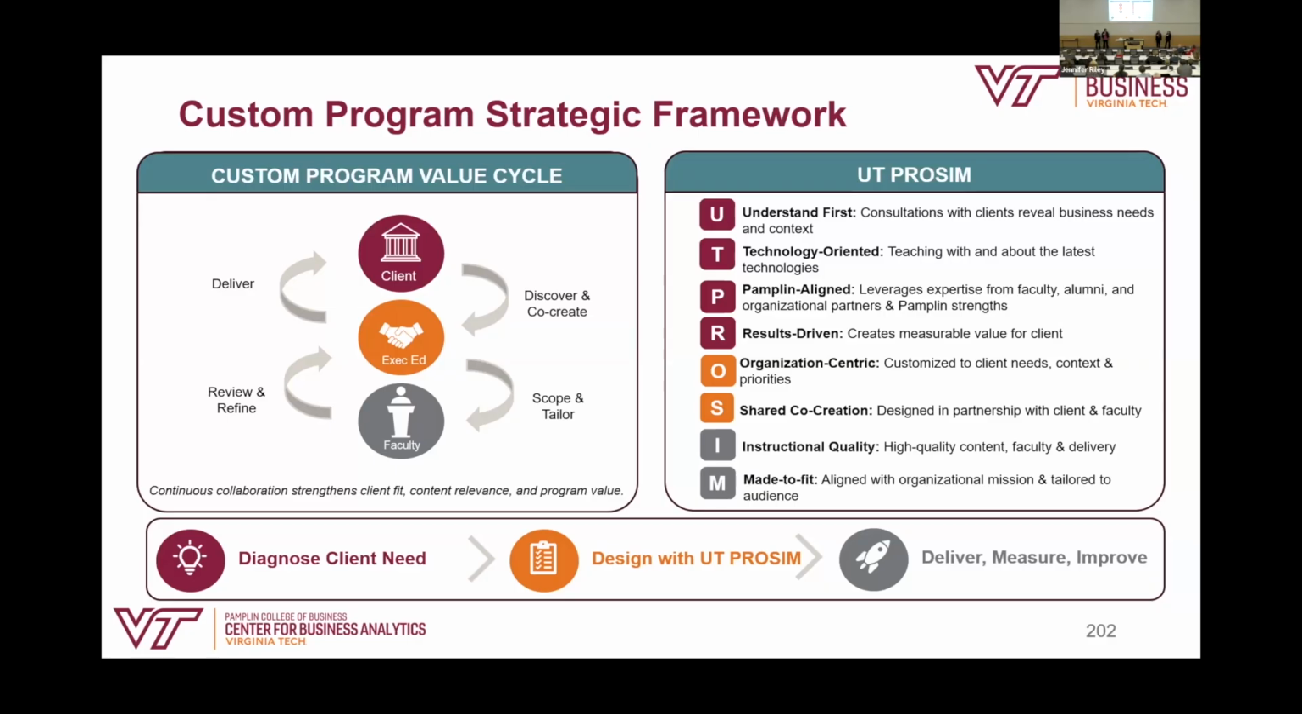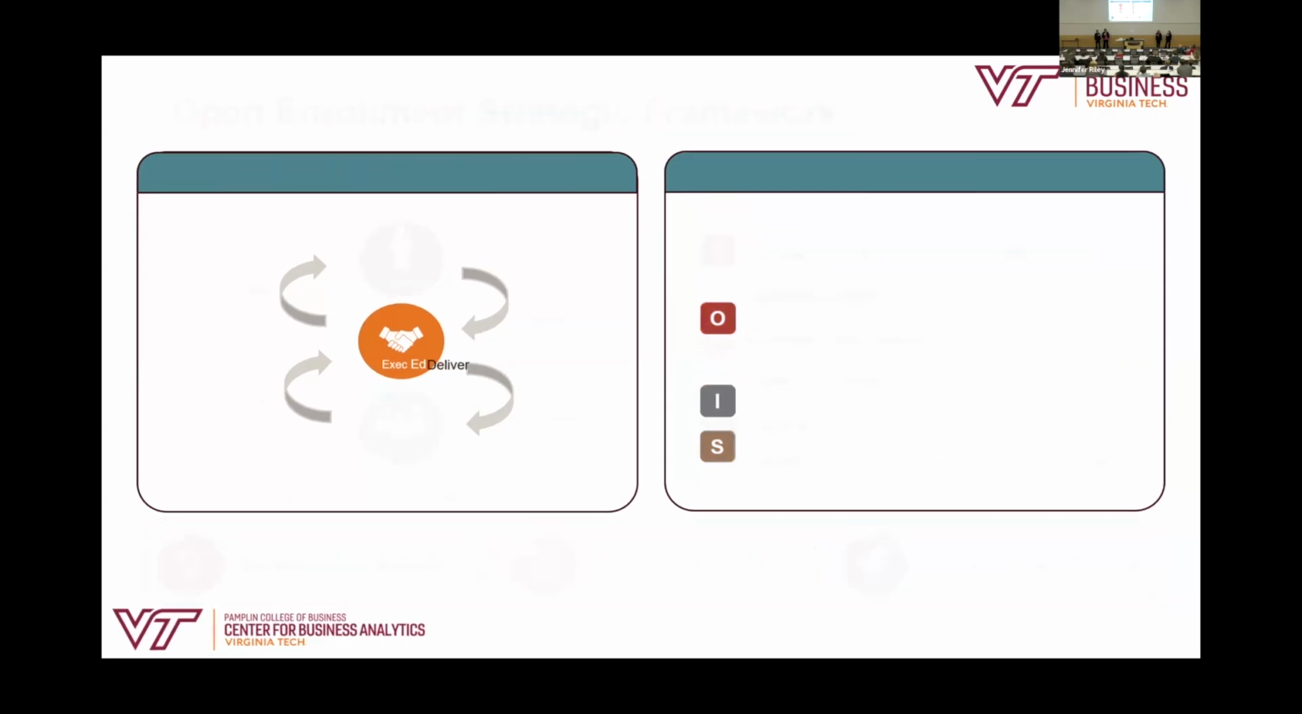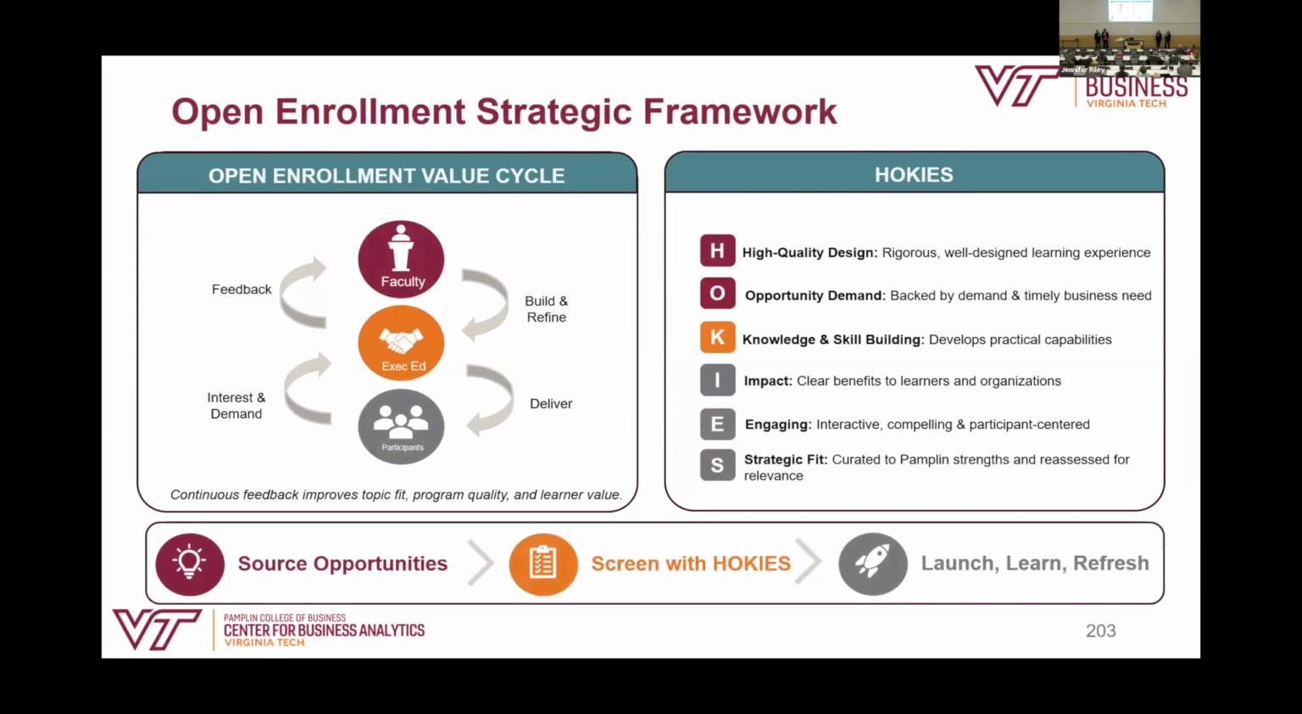We developed the UPROSM acronym seen here to highlight the most important characteristics of custom programs, like understanding first and shared co-creation. For open enrollment programs, the Pamplin team will need to rely on the bench strength and research prowess of its faculty to source ideas for new courses. Then, based on market demand and feedback from participants, programs can be revised and refined over time.